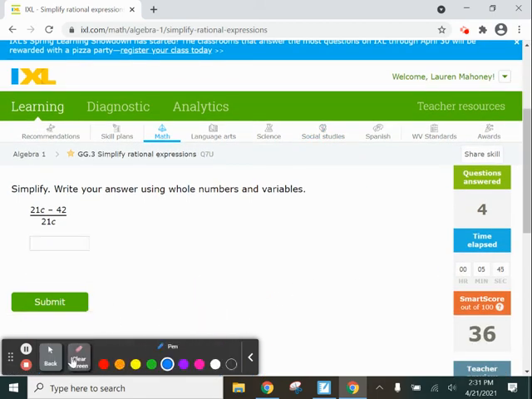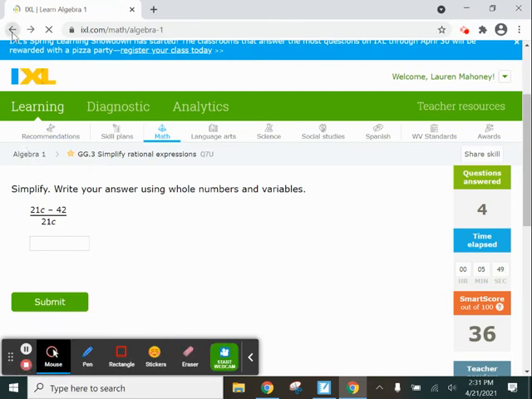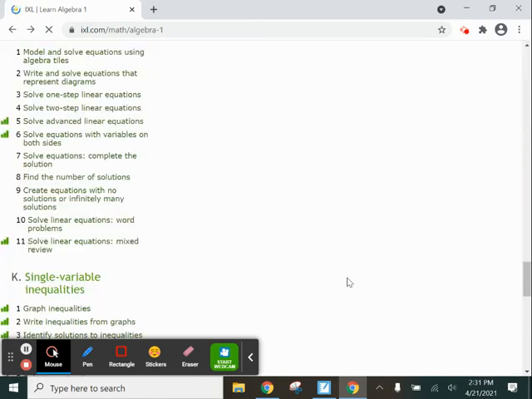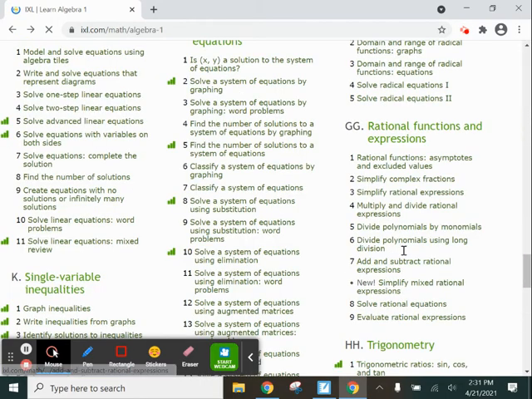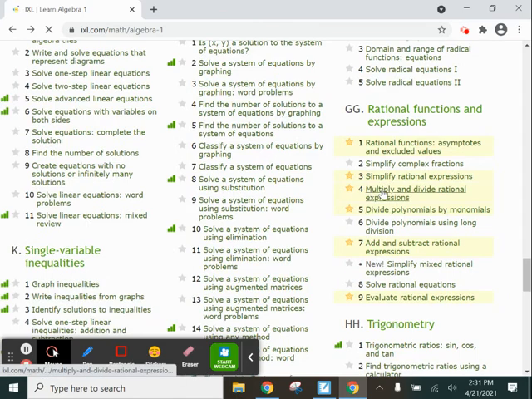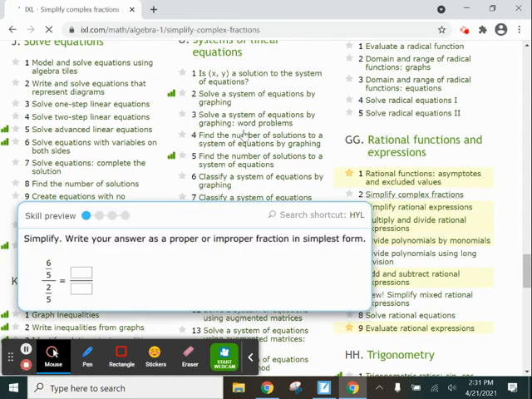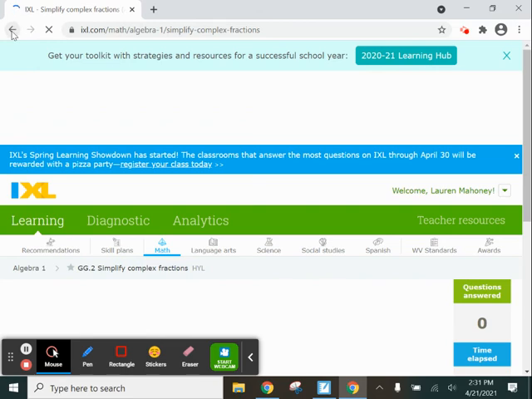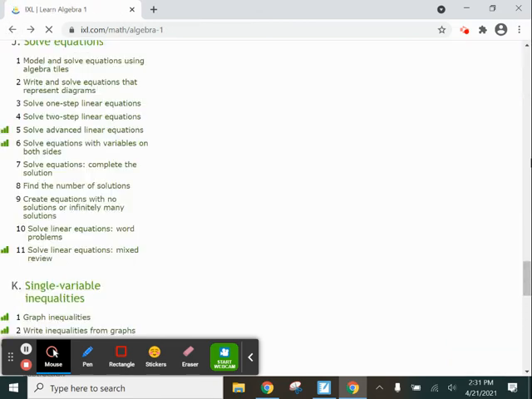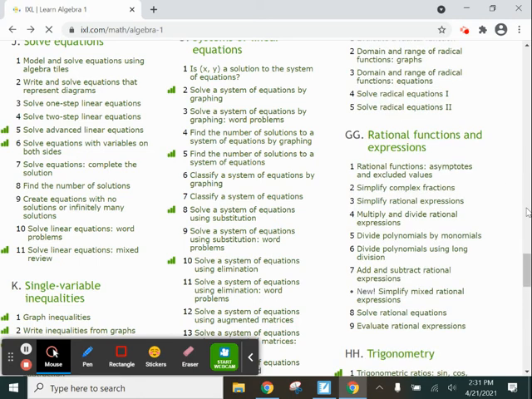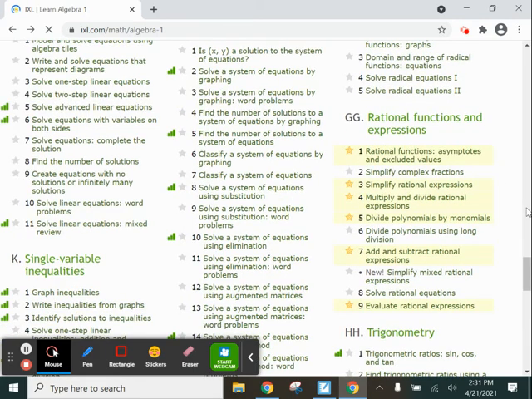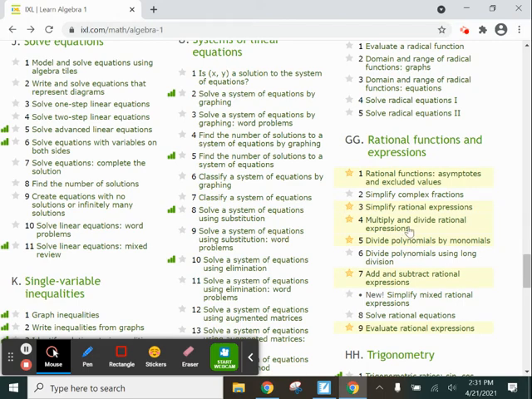Let's clear that screen. So that'll do it for this lesson. And then the next one that we have is very similar to this, GG4, multiply and divide rational expressions. I don't think I clicked on the right one because it jumped. Let's try this again. Okay. So hopefully we won't jump this time. Multiply and divide rational expressions.